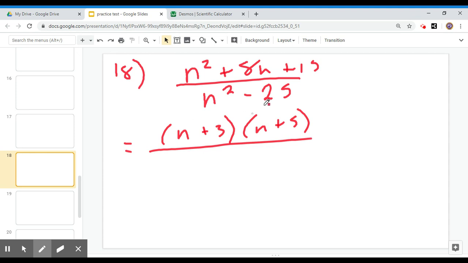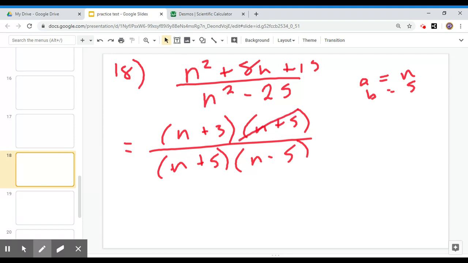In the denominator, we've got a difference of 2 squares. So a equals the square root of n squared, which is n. B equals the square root of 25, which is 5. So it's a plus b, a minus b. So n plus 5, n minus 5. And then we cancel out like factors. So n plus 5, n plus 5. And then we have n plus 3 over n minus 5.